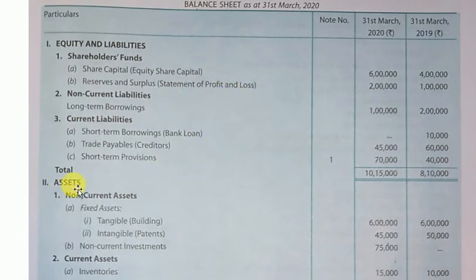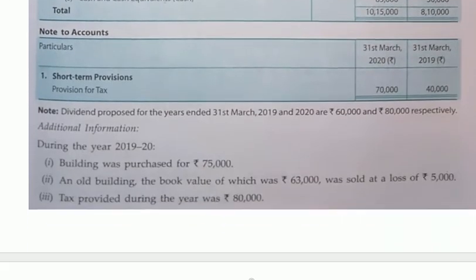Now we move with assets. Assets, number one, non-current assets, fixed assets, tangible, building. So building, previous year it is 6 lakh and current year also it is 6 lakh. So you can see that there is no change in the purchase of building. What it was standing as previous year at 6 lakh, current year also it is 6 lakh. But we have additional information for building as an adjustment.